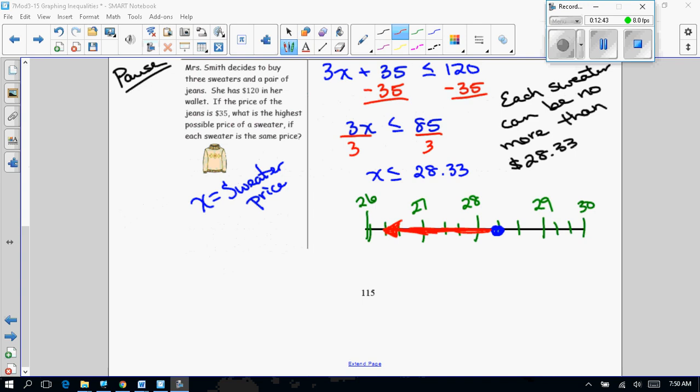Okay, so I said 3x plus 35 is less than or equal to 120. I subtracted 35, divided everything by 3, and I got 28.33. And yes, I can use the 0.33 because we're referring to money this time. And so I can actually have it all the way to the nearest penny. So I actually counted by thirds in my number line. And then I shaded a solid dot because 28.33 is the most it could be, and anything less than that, right? So each sweater can be no more than $28.33, or you could say each sweater can be $28.33 or less. Okay, that's another way of saying that one.